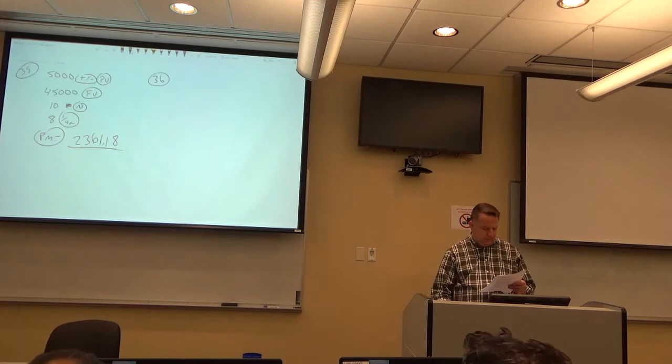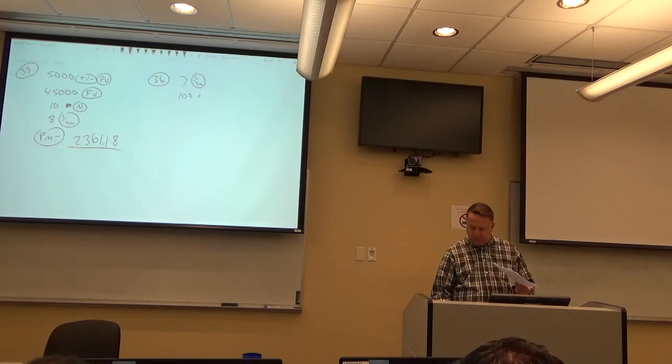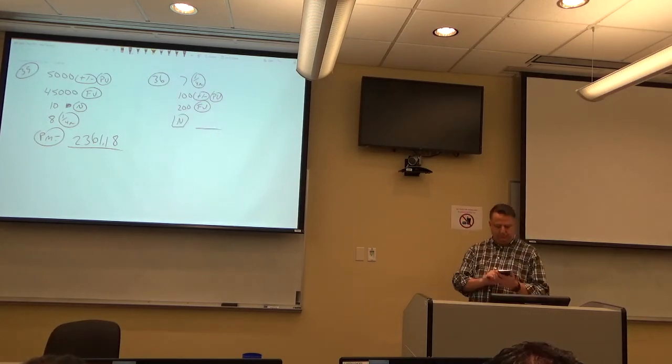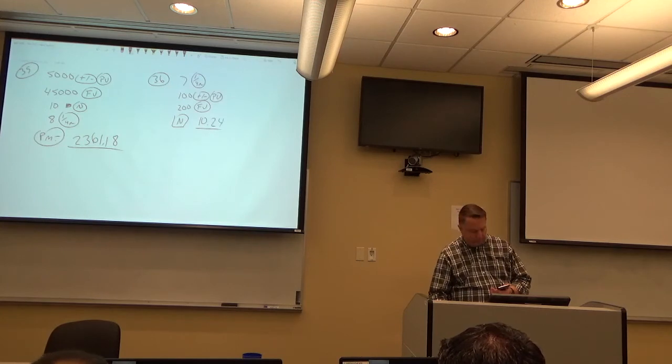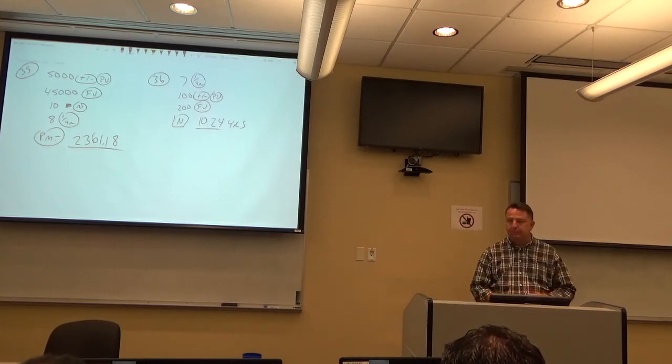All right, this one, 7% is the interest rate. And once again, another double, so we put in, I don't know, $100 present value, $200 future value, and we are simply looking for the amount of time that it's going to take, so we're going to be solving for n. So you should get 10.24 years. Okay?